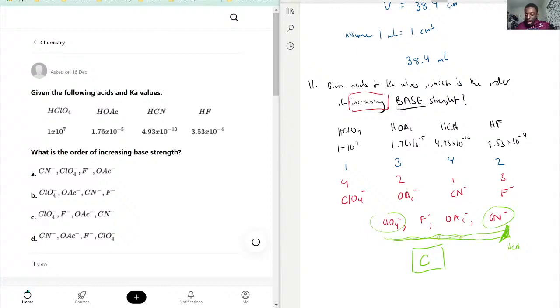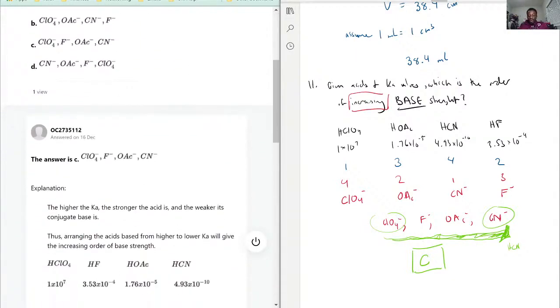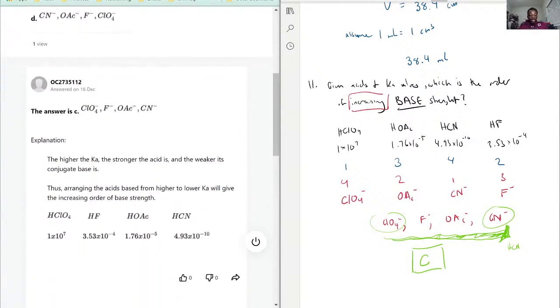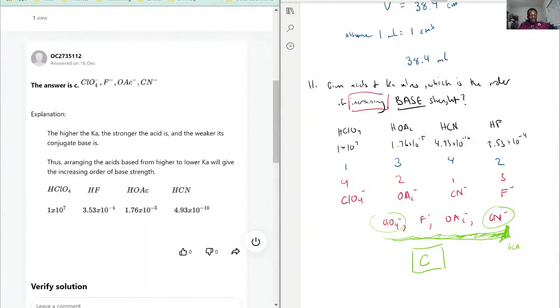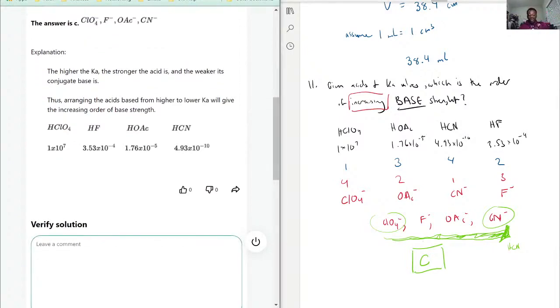Okay, and that is what our answer is going to be, C. So ClO4, F minus, OAc, and CN, because when you order it, it's going from the strongest acid to the weakest acid, which is what they did. And if you're the strongest acid, that means you're going to be the weakest base, or even not a base at all.